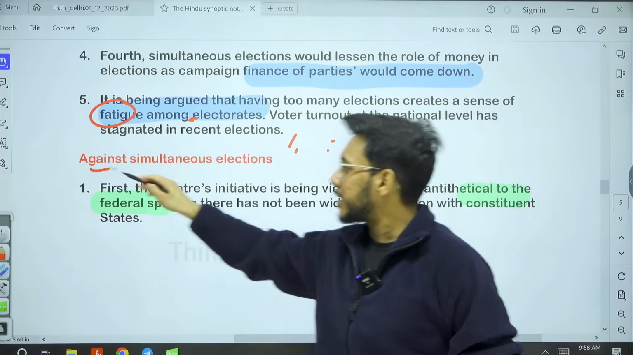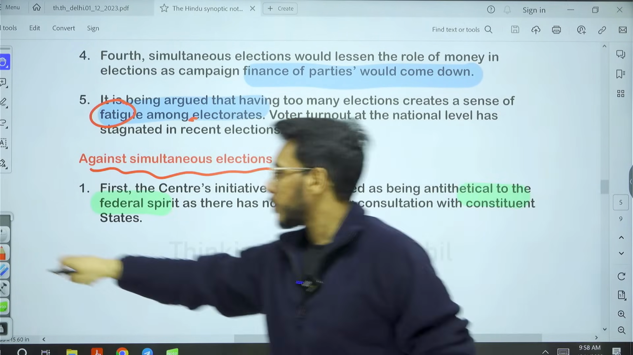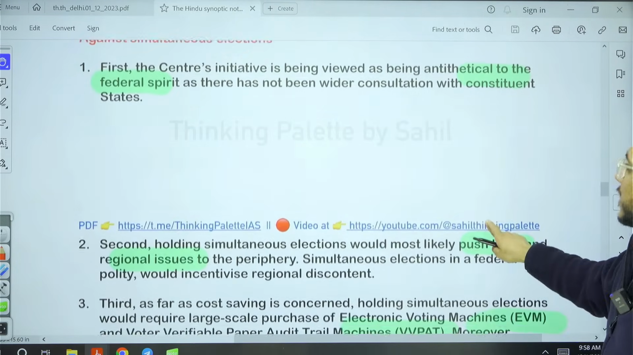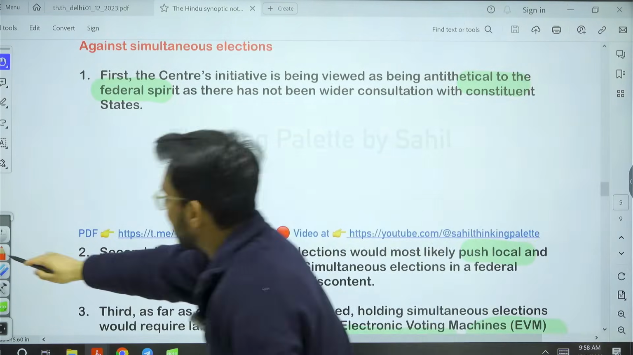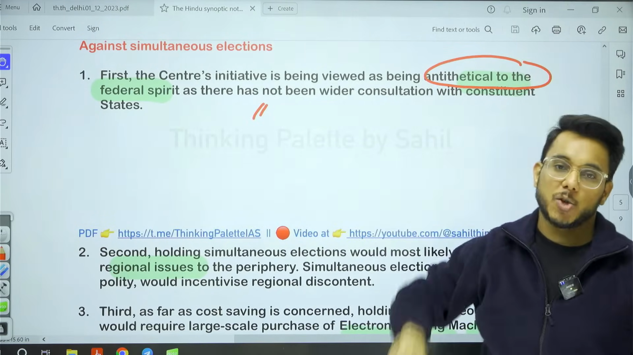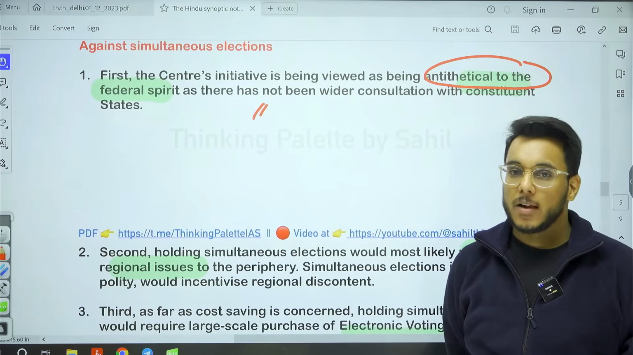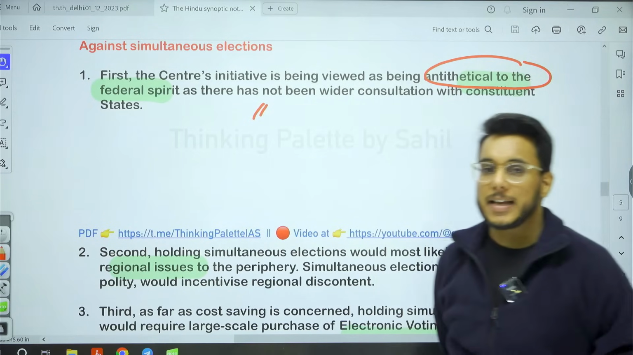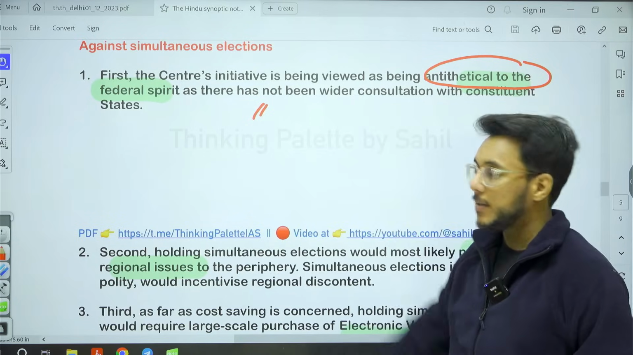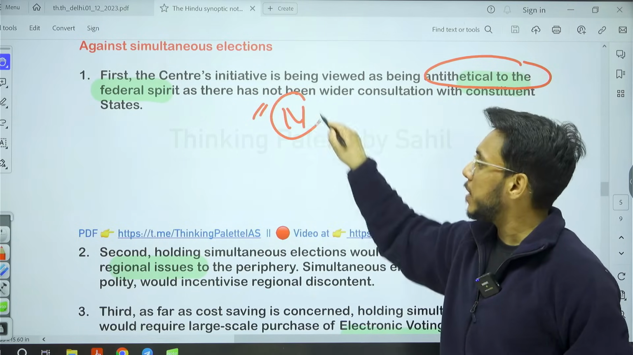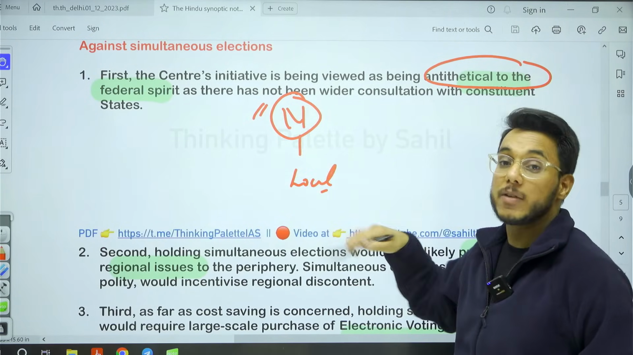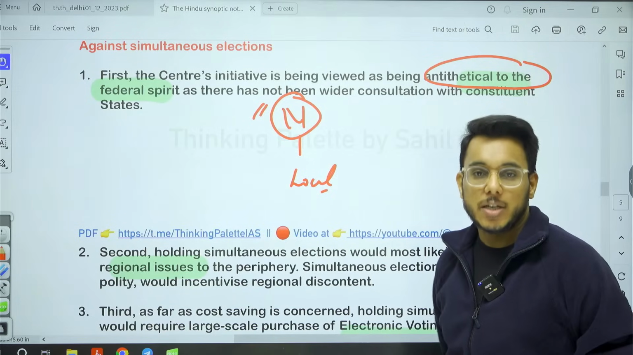Now, what are the arguments against simultaneous elections? The first argument being made is that it is antithetical to the federal spirit of the nation. Why antithetical? Basically, if there is one common election, national issues will be given more priority. Local issues will become subdued under national issues.